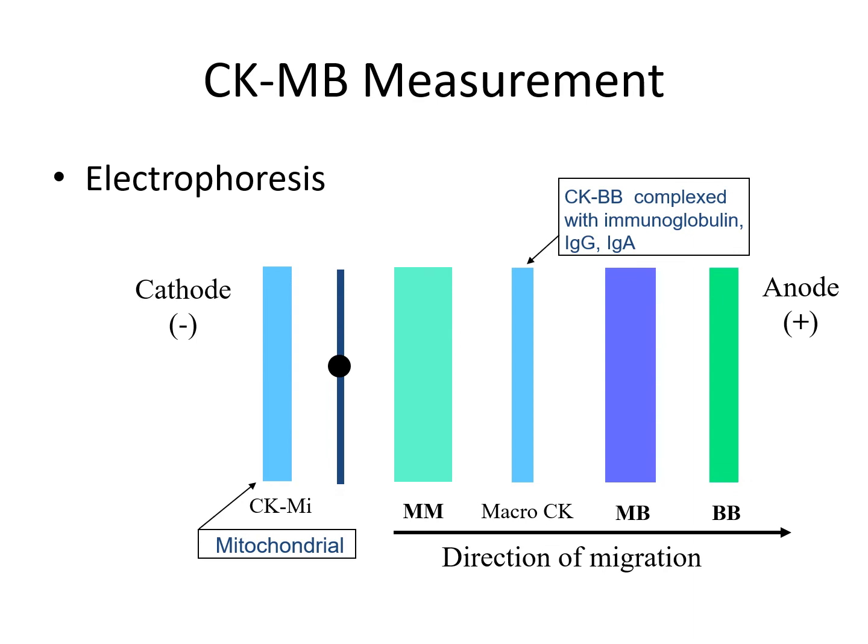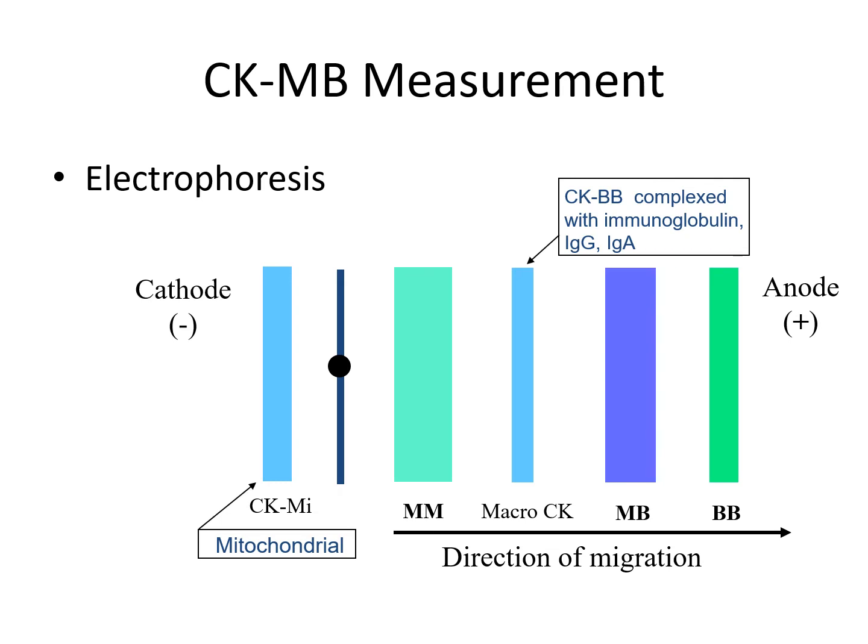So, in this illustration here, this slide, I've tried to make the width of the band relative to how much of the enzyme you would normally find in a normal sample. So you would find more MM than MB. Depending on the age and gender of the patient, you may or may not find this macro CK, but if it's present, it wouldn't be present in a large concentration. Neither would CKBB. You wouldn't find that in a large concentration either.